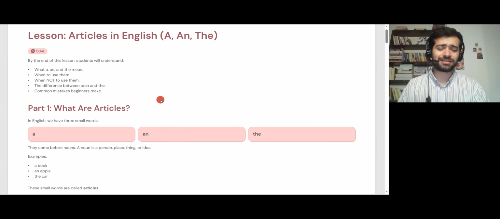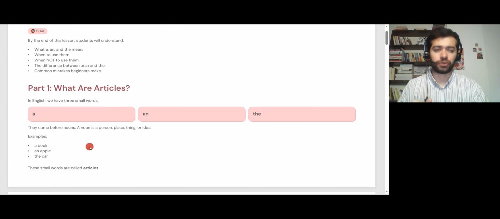So, firstly, what are articles? Well, in English we have three small words: a, an, and the. We will learn how we can use them and how we should. They come before nouns. This is one of the most important points about articles.